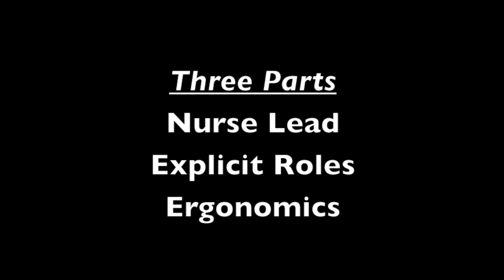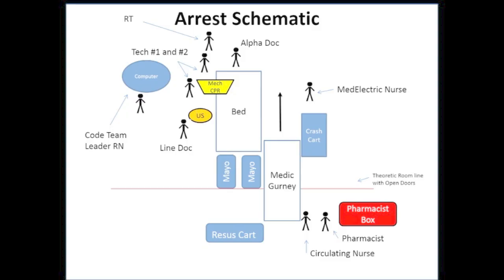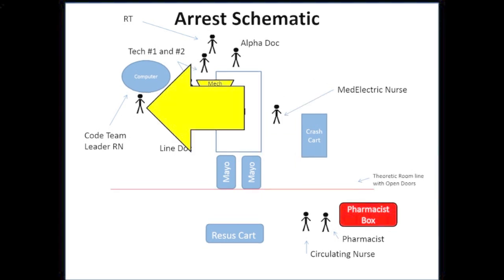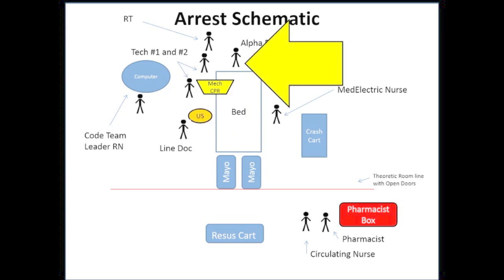Now we're going to take a look at these schematics throughout the course of this video, and this may be a little overwhelming at first. But the most important thing here is understanding that there are a limited number of people who have explicit roles. The first person I want you to see is the code team leader. That person is running the code and is a nurse out on the side. Up top is the alpha doc, and that person is doing the procedures outside of cannulation and figuring out all the components of the arrest.